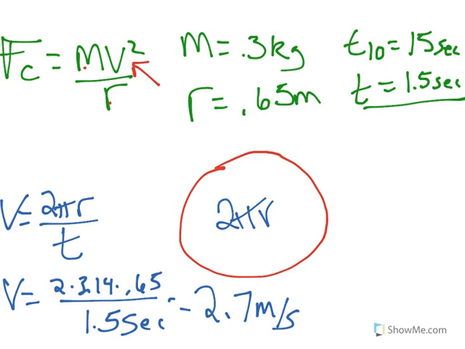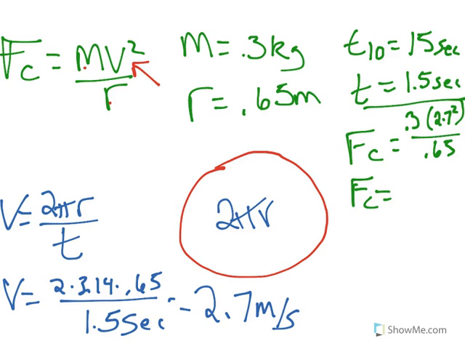But now we have to find the centripetal force. We know now that we got the velocity, so we can just plug this in. Fc equals 0.3 times 2.7 squared divided by 0.65. And so the centripetal force is equal to 3.36 newtons. Okay, that's the centripetal force.